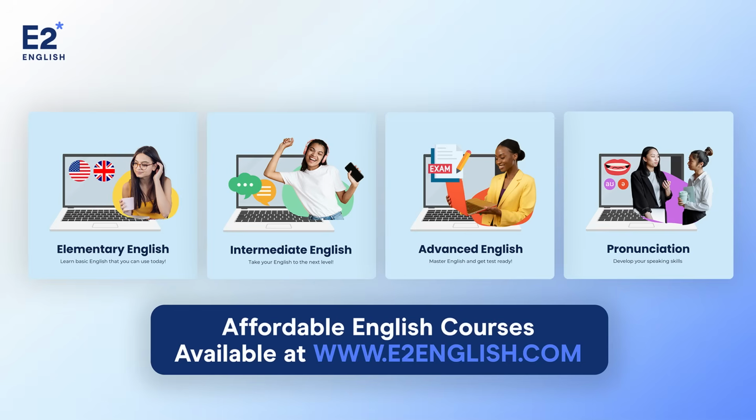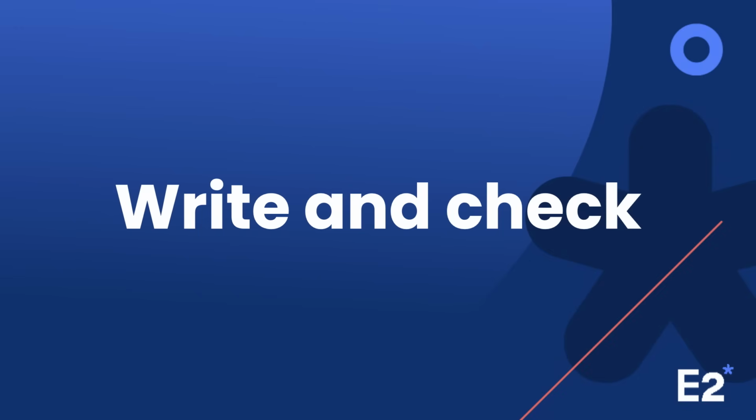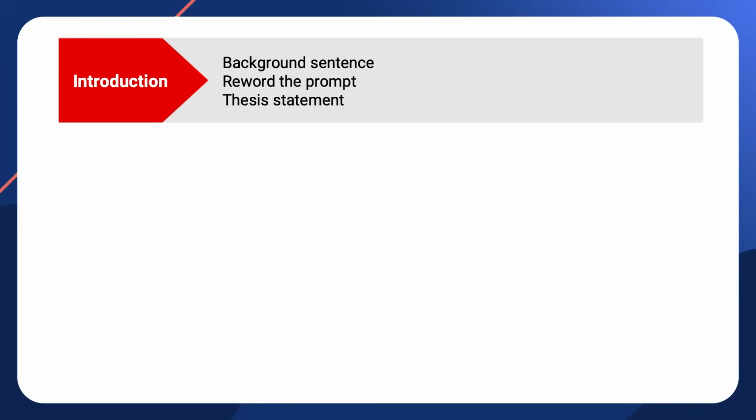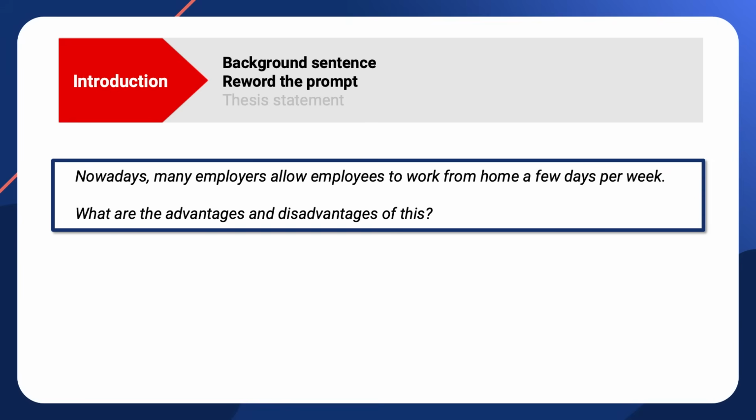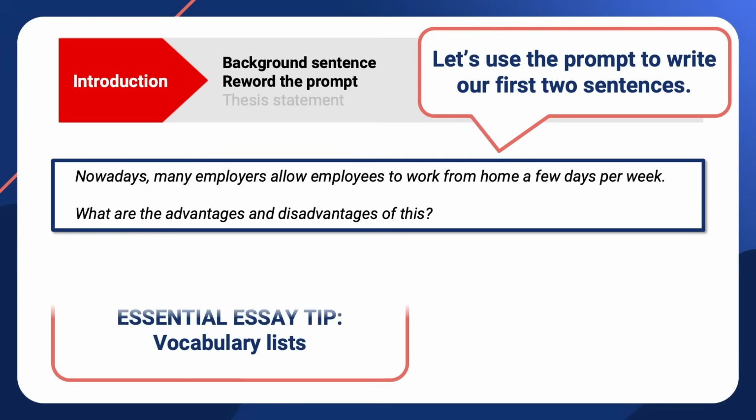Here on e2english.com. We're ready to write our essay and then check over our work. We're going to begin with the introduction, and recall that we need a background sentence, we're going to reword the prompt, and write a thesis statement. In order to do this, the first two sentences, I'm going to use the original essay prompt to help me write those first two sentences. So let's have a look at how to do that.